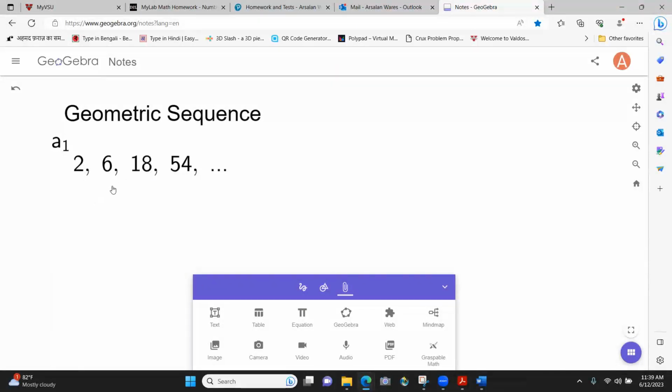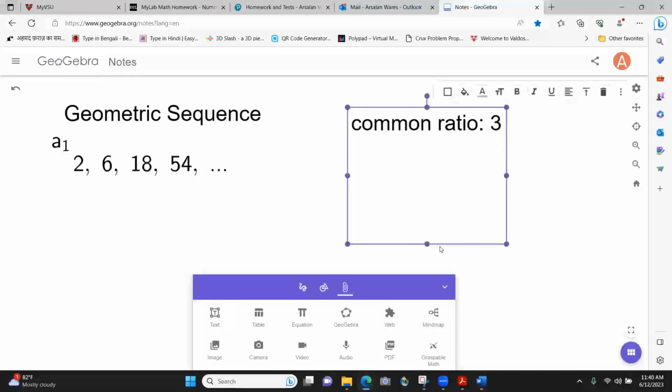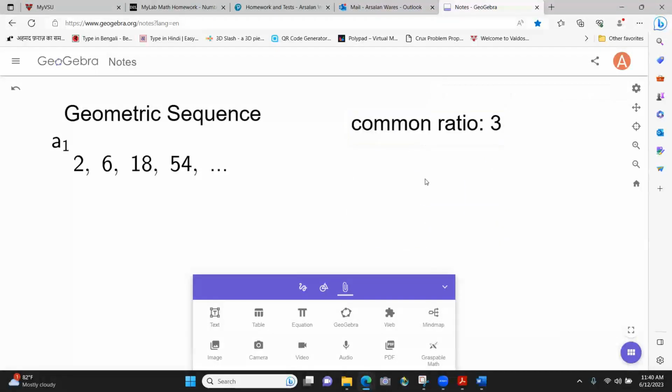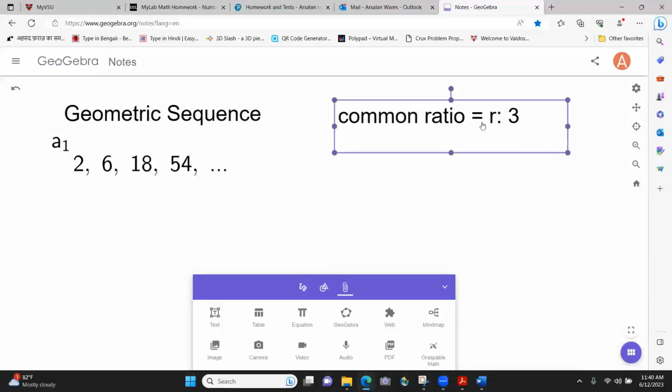Now, whatever you multiply by is called the common ratio. I'm going to write it down. The common ratio, for this problem, is 3. So you multiply the first term by 3 to get the second term, by 3 to get the third term, by 3 to get the fourth term, and so on and so forth. We use R to denote the common ratio. Okay, we say R is 3, not D. D is the common difference. We say R is 3. Let's put an equal sign here.